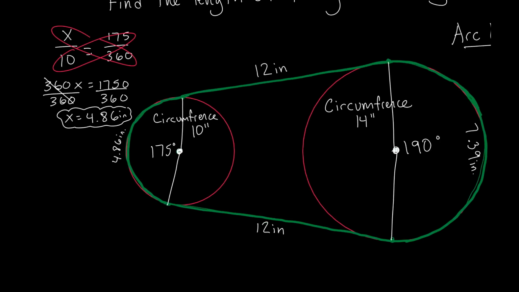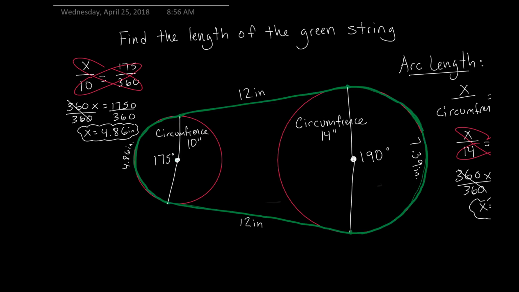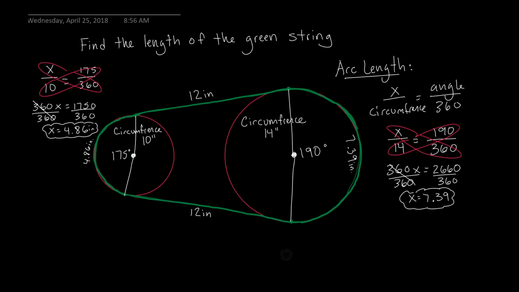So, what do I now do to find the entire length of the green? You add all of those up. 12 plus 12 plus 4.86 plus 7.39, and I get 36.25. In, what's my unit? Inches what? No. It's a length. Is it two-dimensional? Is the string thick? Oh, it's just a length. It's just inches.